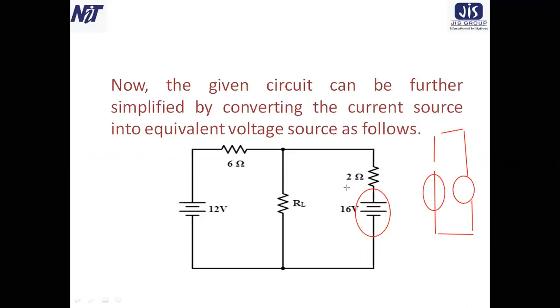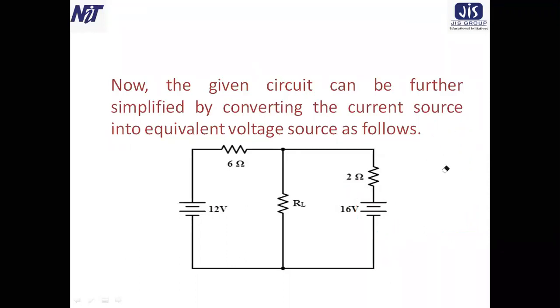But if we convert it from current to voltage source, then what will happen? The value of voltage will be set here, and with this the resistance will be connected in series. That is the property of connection between voltage and resistance, and current and resistance. Current source with parallel resistance, voltage source with series resistance. So we simply convert it from current source to voltage source for the simplification of the circuit analysis.